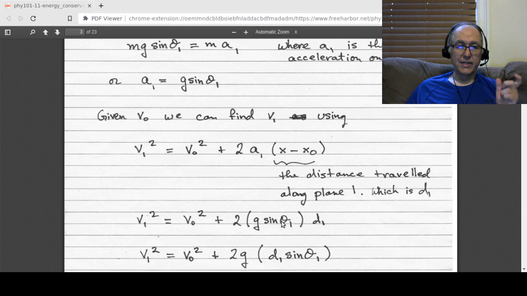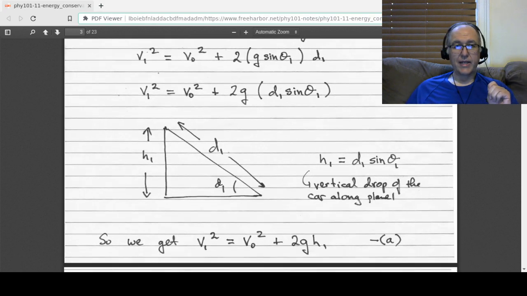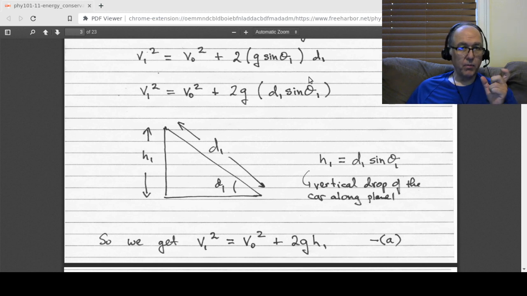Let me put the D1 and the sine theta 1 together. Okay, so if I put the D1 and the sine theta 1 together, this is going to look like V1 squared is equal to V naught squared plus 2g D1 sine theta 1. Notice all the subscript 1s are now together, and the subscripts are referring to the details of that incline plane.